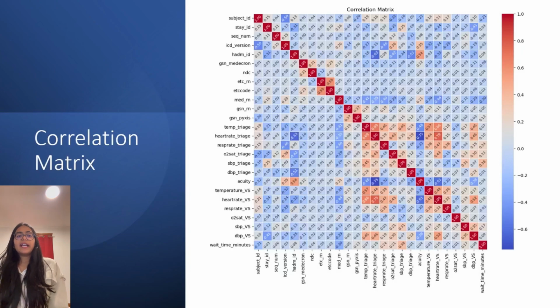So first, we made a correlation matrix with our target variable, that is wait time minutes. We basically did that to see if there was any correlation between the features, and out of that we found that med RN, respiratory triage, autosat triage, and SBP triage had some kind of correlation with our target variable.